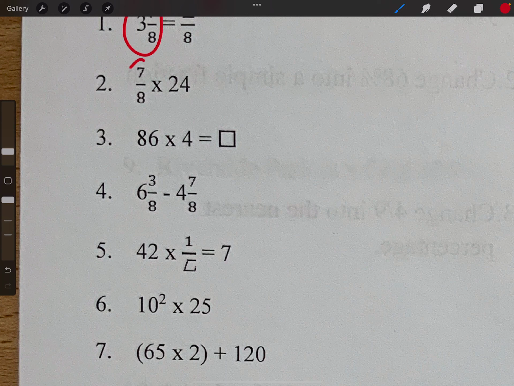Now, question 2. When you multiply a fraction by a whole number, we must make them both into fractions. This is already a fraction. That's great. Now this is a whole number. We must make this whole number into a fraction. So we put it over 1. So you multiply. So really the question is 7 over 8 times 24 over 1.